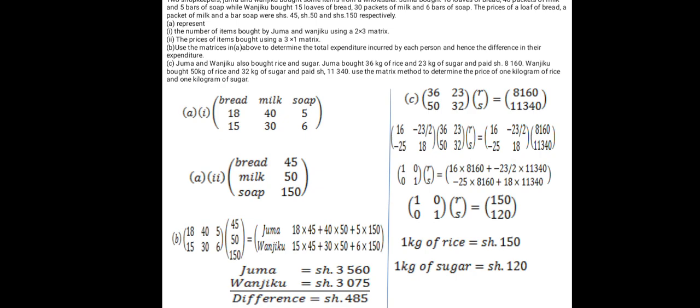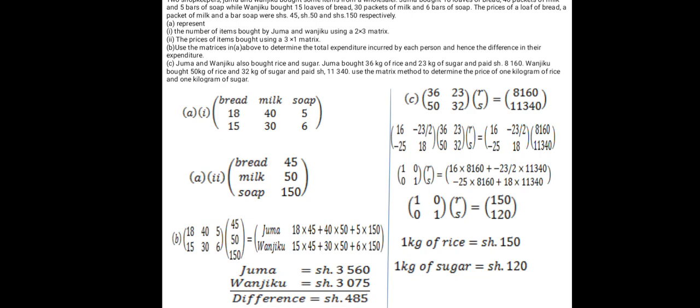Two shopkeepers, Juma and Wanjiku, bought some items from a wholesaler. Juma bought 18 loaves of bread, 40 packets of milk and 5 bars of soap, while Wanjiku bought 15 loaves of bread, 30 packets of milk, and 6 bars of soap.